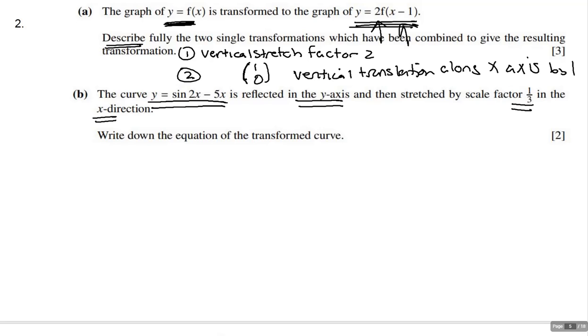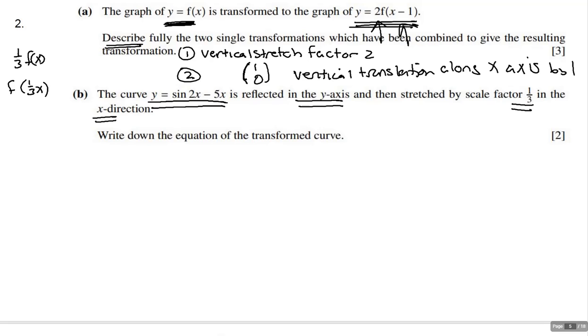So wouldn't you multiply everything by 1/3 first, or no? Well, not everything. Because if it was in the y direction, if it was vertical, then I would have done this. I would have multiplied everything by 1/3, because that would have been a vertical stretch. But remember, because it's a horizontal one, it's inside.